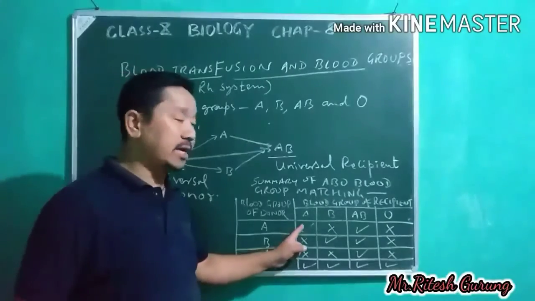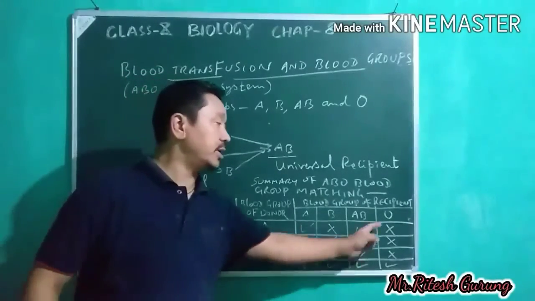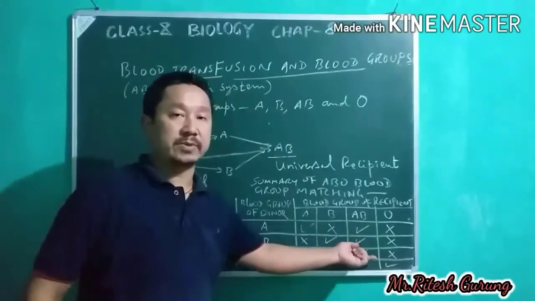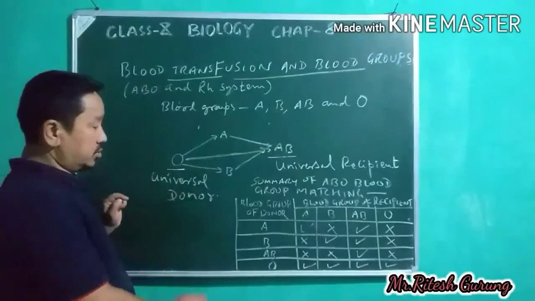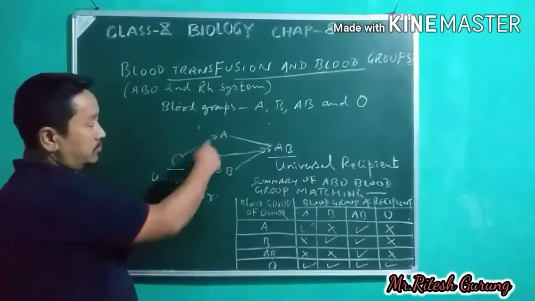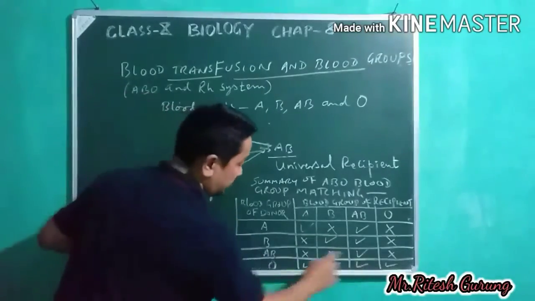O can donate to A also. O can donate to B also, AB also, and O to A. That's very much obvious, the same as what I have told you here. So here O can donate to all. From this also you can make out that O can donate to all. Similarly here you see O can donate to all.